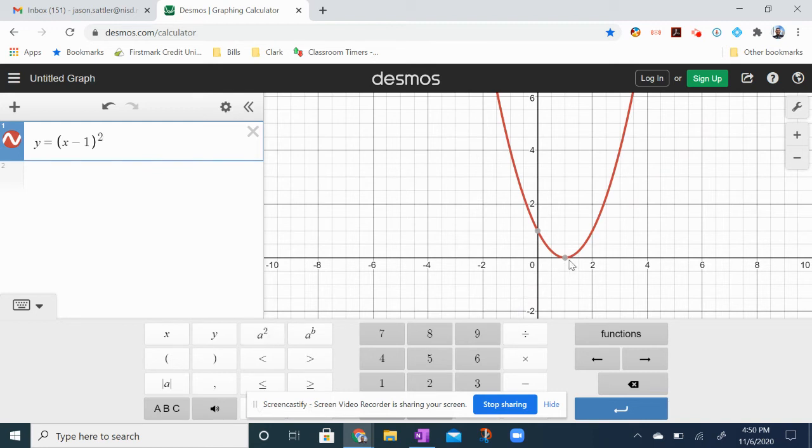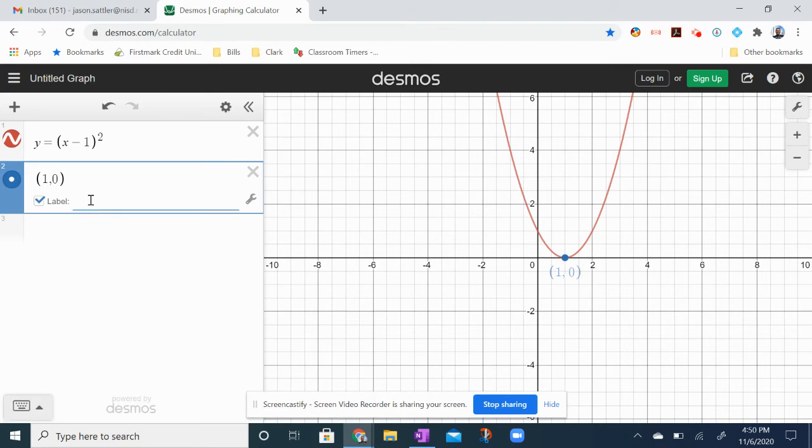All right, and you see there it is at 1, 0. There's that vertex again. And I can plot that if I wanted to. 1, 0. Okay, label it. Sure. Vertex. Okay. If it's opening up, this is a minimum.